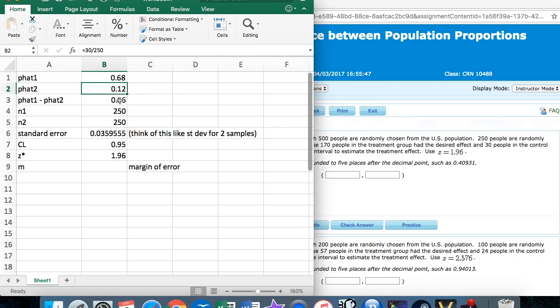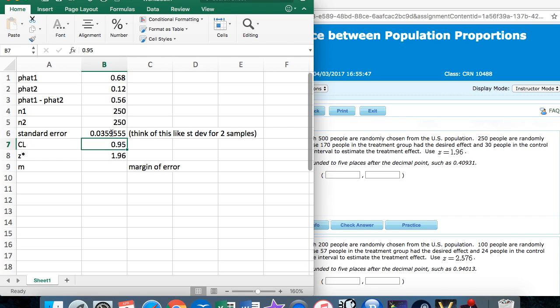Okay? So there's my p hat 1 minus p hat 2, so on. There's my n1, n2, and then here's the entire formula, right? So remember, that's the entire thing that you're going to do. We did it in our other problem, in the other homework, so I'm not going to do it again, just because it takes a while. So there we go. This is my standard error, or like your standard deviation for 2 samples, pretty much. That's how you can think about it. But they call it standard error.